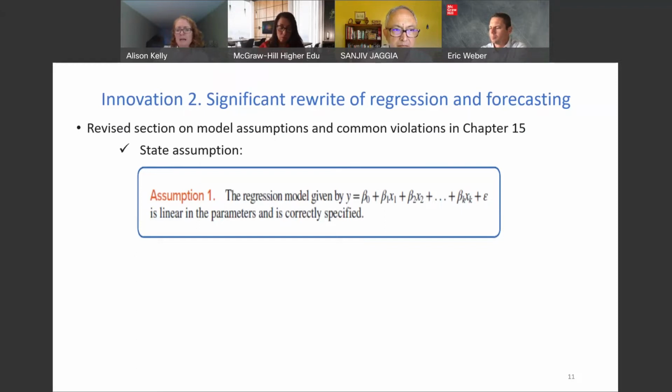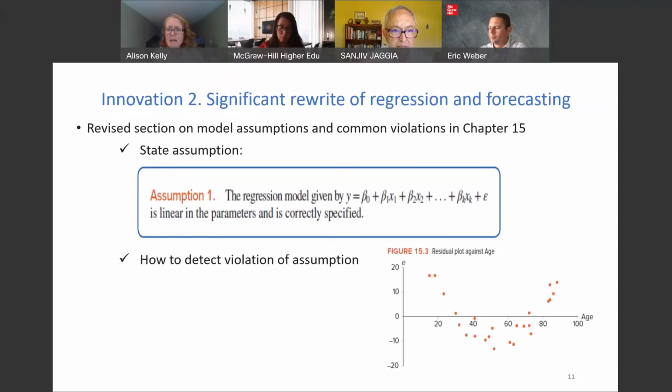So now we state the model, but now use graphs, again, these visualizations to see when this assumption might be violated. So in this particular figure, we try to simplify it, stick with residual plots, not more advanced testing procedures to detect violations. Here we see a U shape in the residuals against age, which is not a good thing. That's actually a violation of the assumptions.